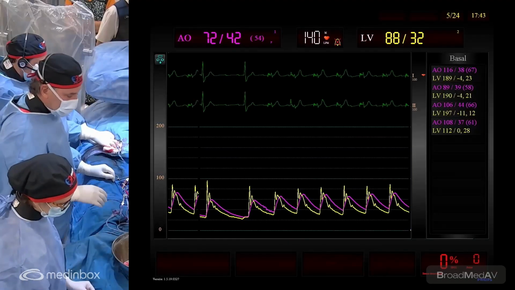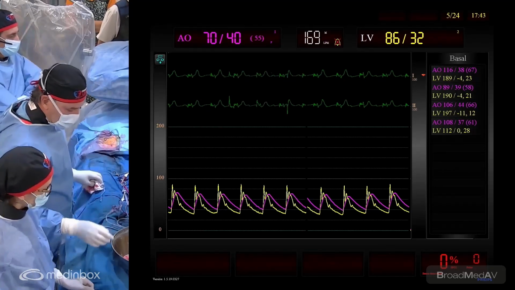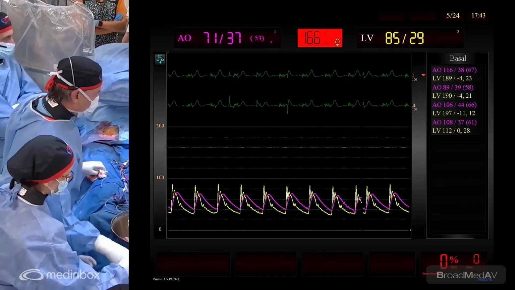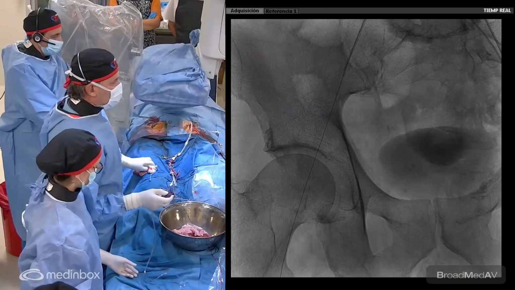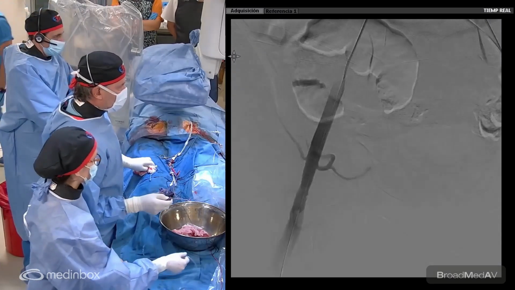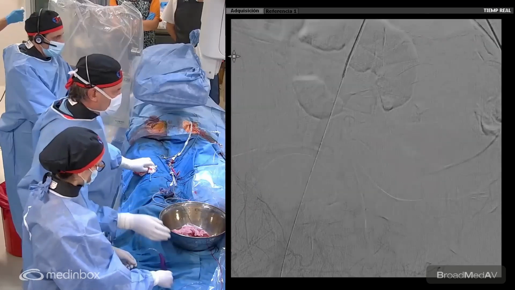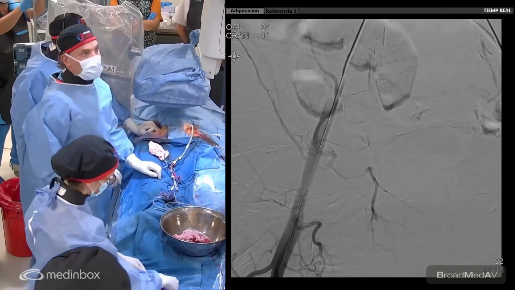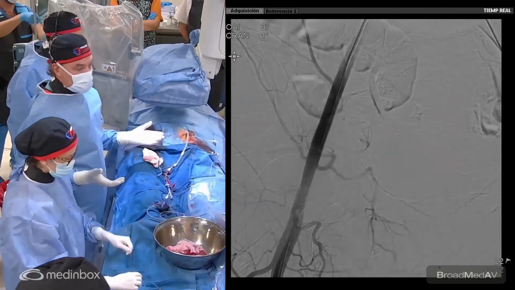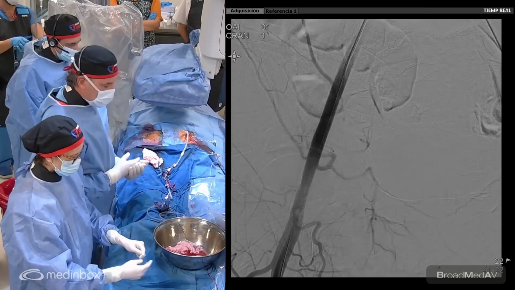So let's do a final angio to see here, which is completely sealed. And then we will use an additional Angio-Seal to close the left common femoral artery. So perfect, this is perfect. So Rich, probably we are done. If we don't have any additional question, Andres?